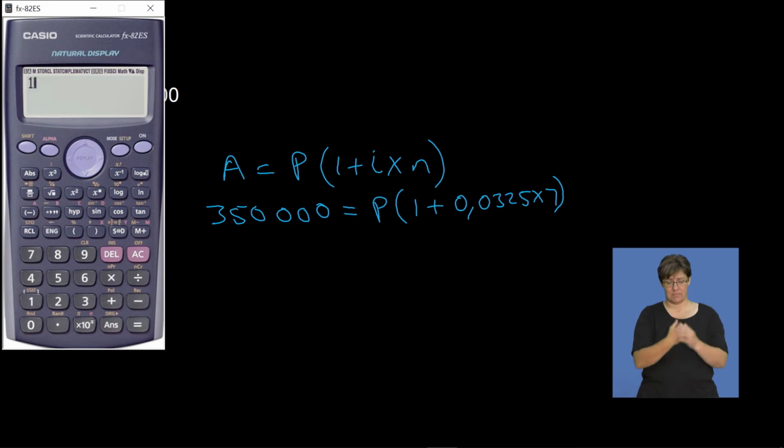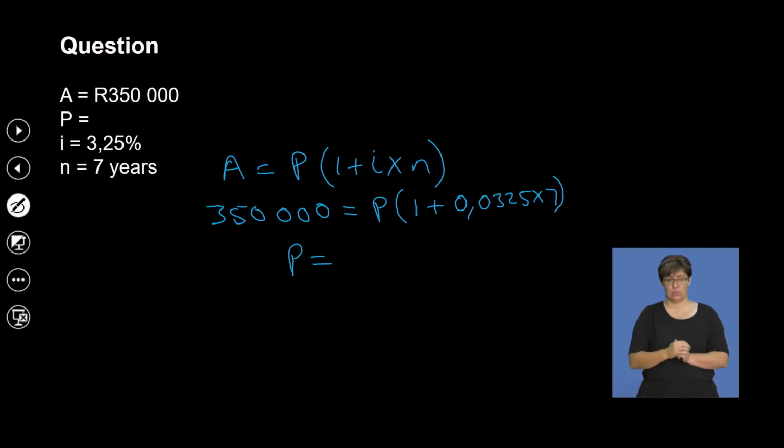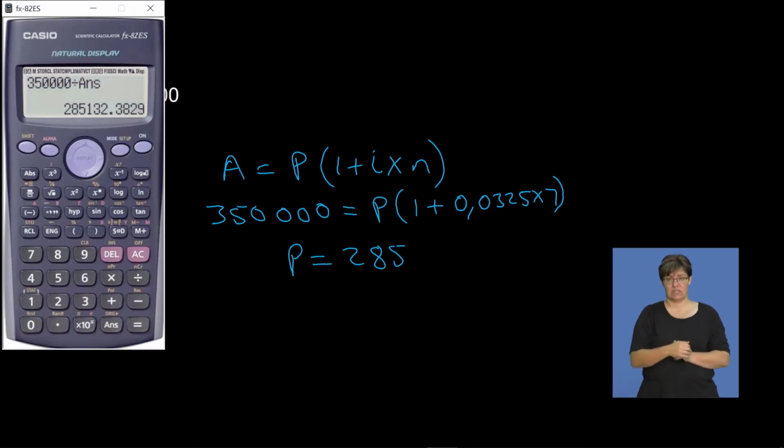So 1 plus 0.0325 multiplied by 7, and that's what will be in my bracket. And then I will say 350,000 divided by the answer that I just got, because I'm avoiding having to round off as I'm busy calculating. So this will be 285,132. So the P value will be 285,000. Let me just verify quickly.